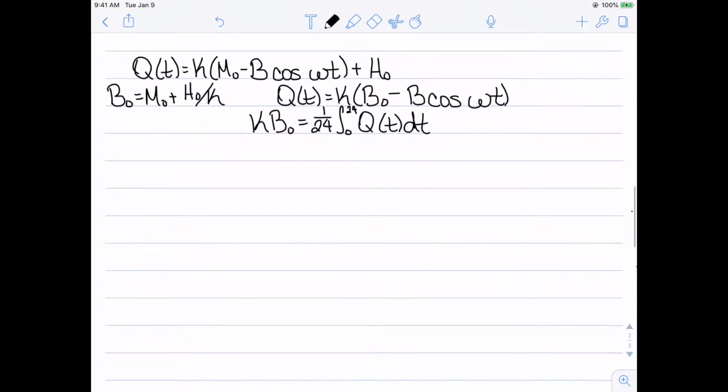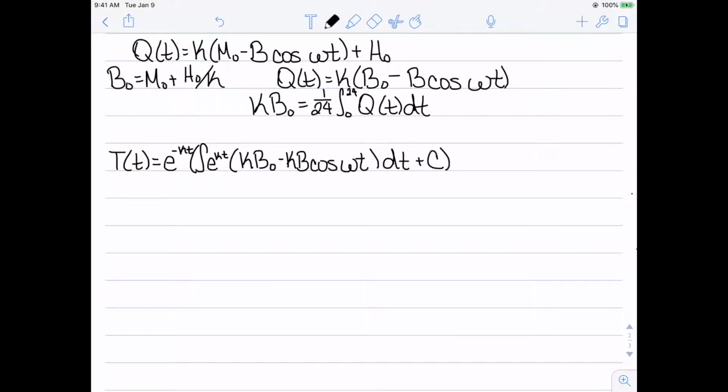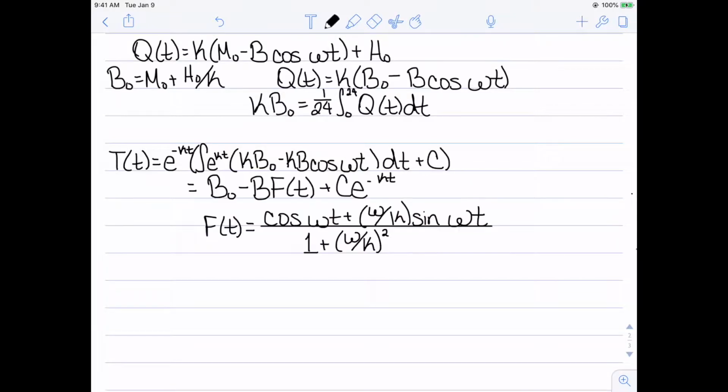From here, we can stick this new form of Q of t into our solution for solving these heating and cooling problems. So we have that capital T is equal to e to the negative kt times the integral of e to the kt times K B0 minus K B cosine omega t dt plus c. And this is hard to integrate, but we can use computers and other things. We get that it's B0 minus B f of t plus c e to the negative kt, where f of t is cosine of omega t plus omega over k sine omega t, all over 1 plus omega over k squared.